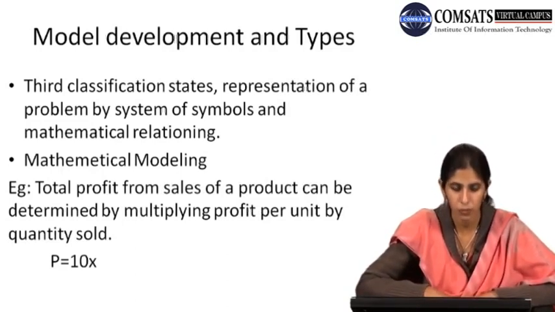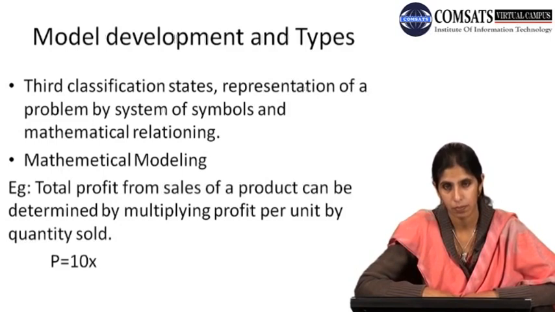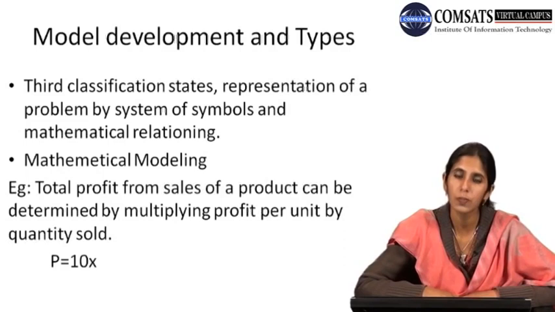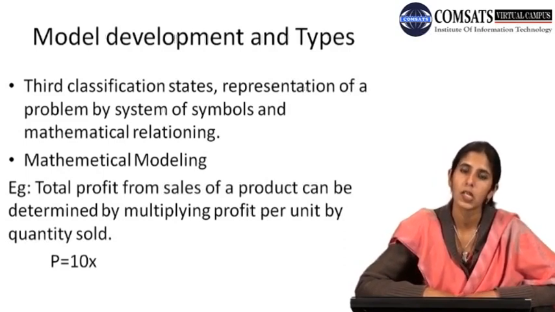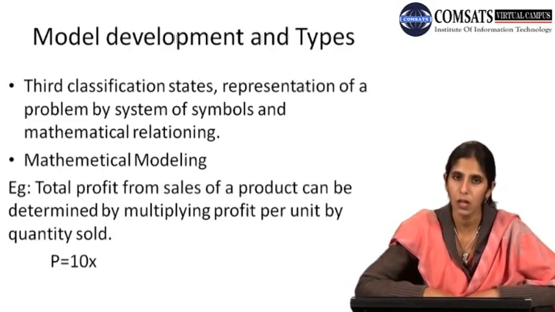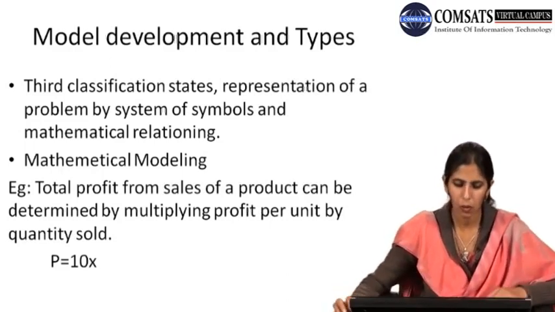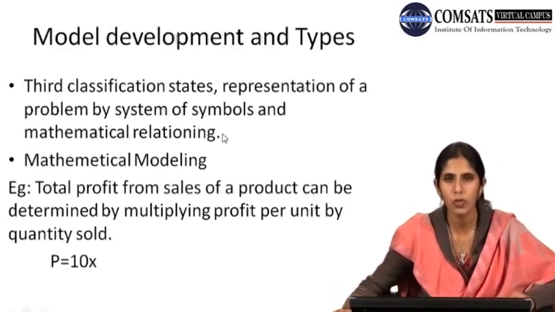So this is the production function, which is production equals 10x. Now x represents variable units, and if you multiply it with the quantity sold, you will be analyzing how much profit you are actually getting from this particular sales. How we manipulate a mathematical model, we will discuss a bit later. Here we are just talking about the types of models.